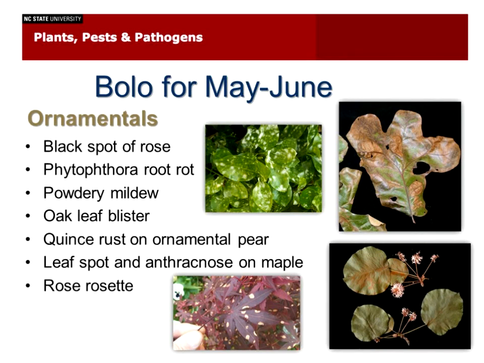Quickly then, our bolos for May through June in the disease world on ornamentals. If you haven't seen black spot of rose yet, you probably aren't growing a susceptible variety. Phytophthora root rot on any number of hosts. Powdery mildew will be starting to come into its own. Oak leaf blister. The photo on the far right here shows some old blisters have already turned dark and necrotic. People sometimes think that it's spreading at this point, but no, it's not going to spread any more than what it's already done, because the infections only occur once. But they start out as a light green and are less noticeable. Quince rust, ornamental pear leaf spots and anthracnose on maple, and rose rosette virus.